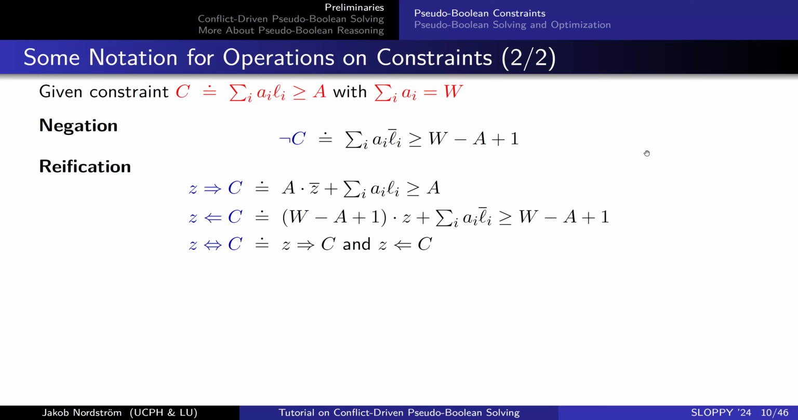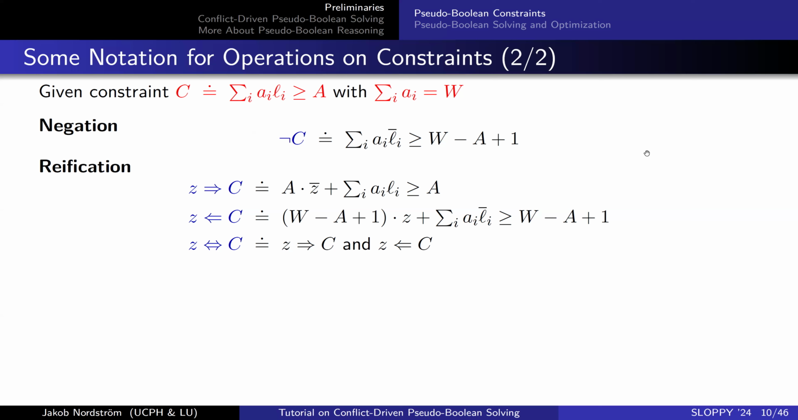In the other direction, it gets a little bit complicated, but maybe the easiest way to see that C implies Z is that this should be the same as not Z implying not C, and you will recognize that this part of the constraint, sum A_i not L_i greater or equal W minus A plus 1, is actually just the negation of C. I always have to think a little bit when I write this down, but I hope I got this right on the slides. And whenever I write Z equivalent to C for a constraint C, I will just think of this as these two constraints.